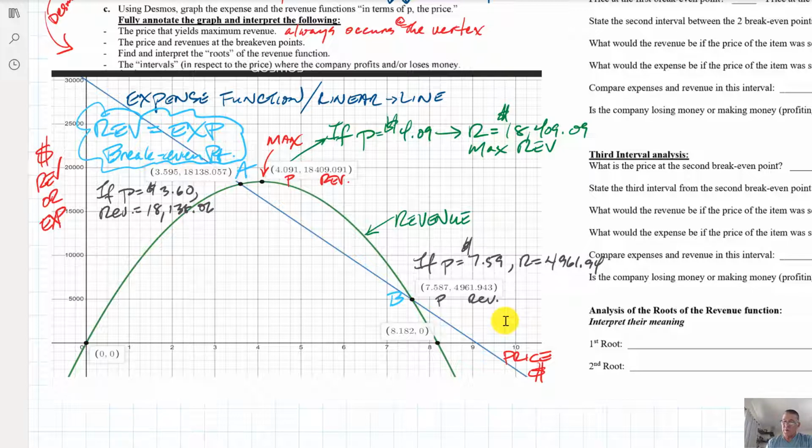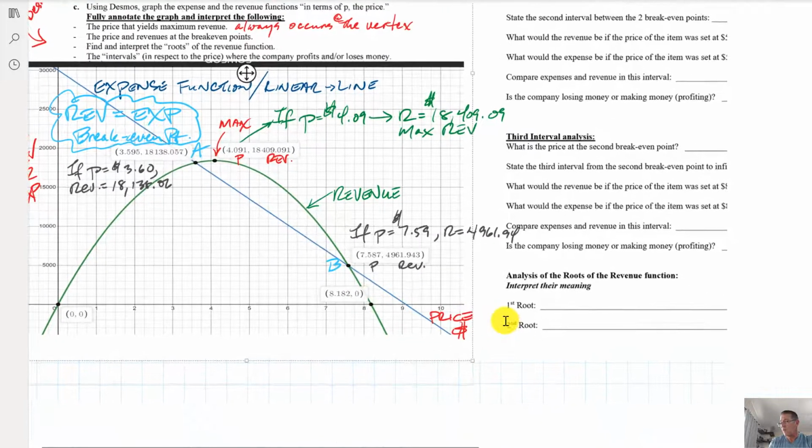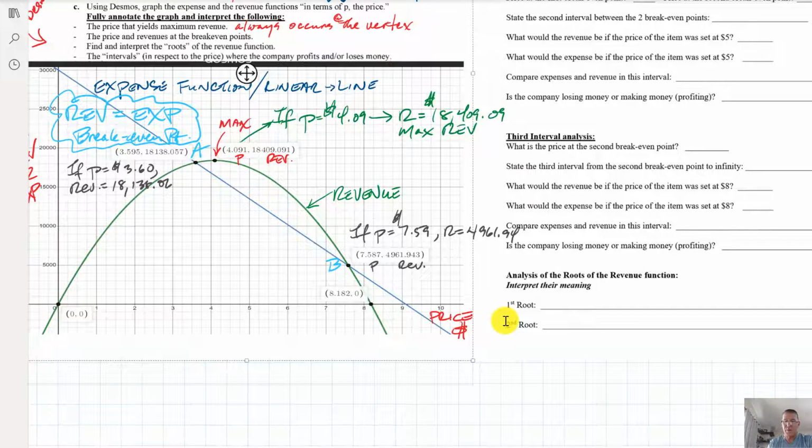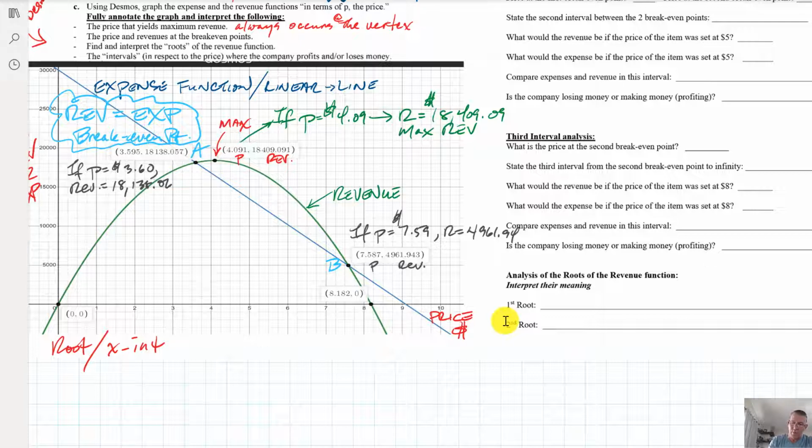Okay, so what else do we know? We know also the roots of the revenue function here. A root is an x-intercept. That's visually how you find it. The root of a function is the x-intercept of the graph. So we have one, we'll call this R1 right here, and another one right here, we'll call that R2, the second root.